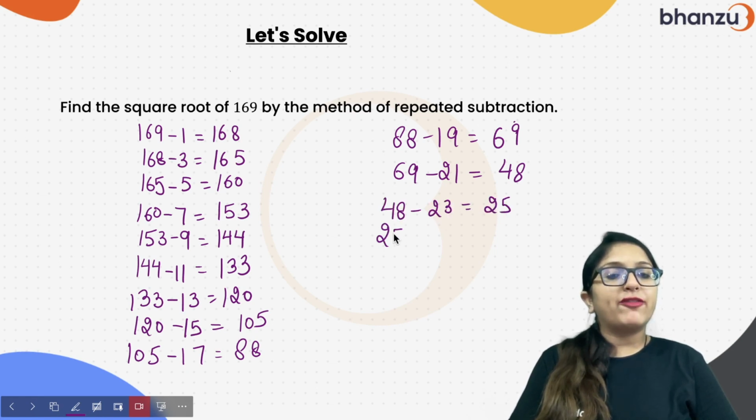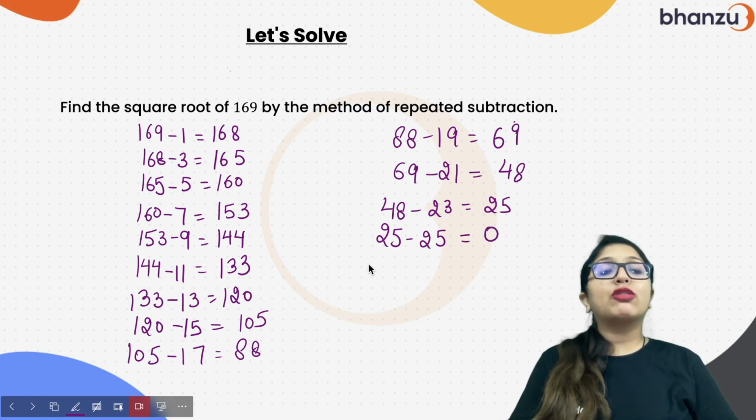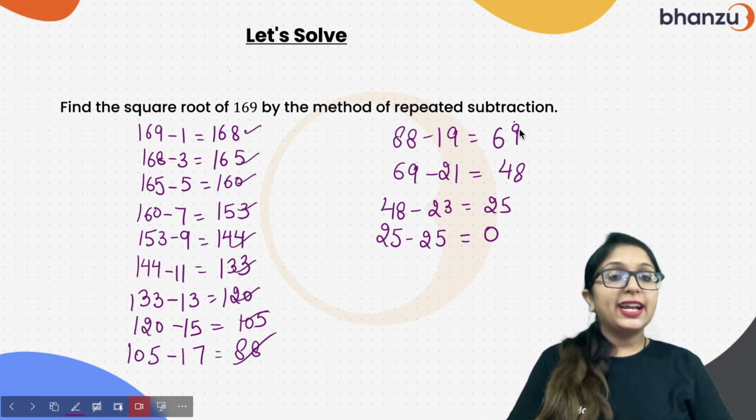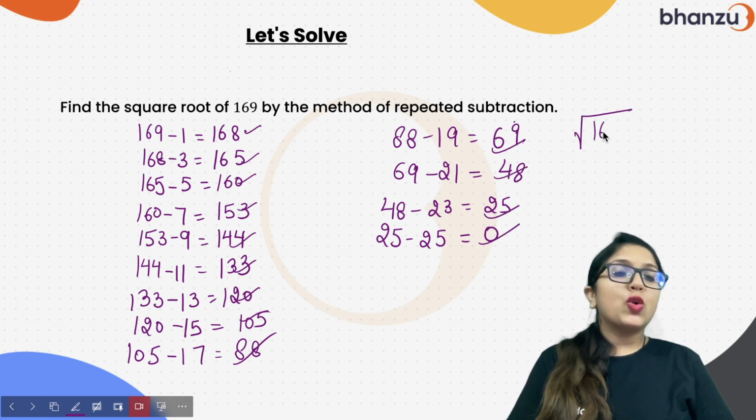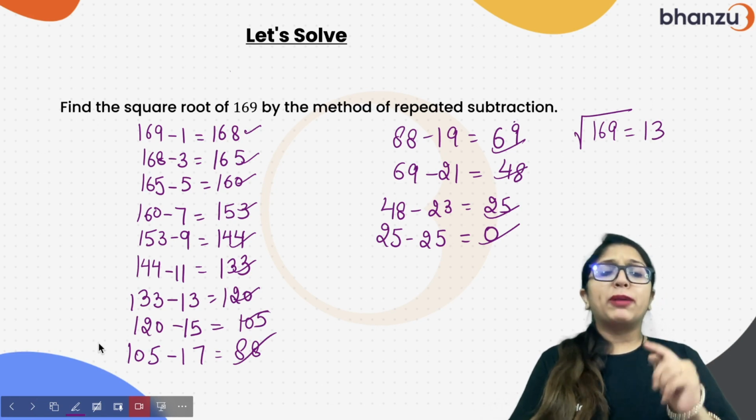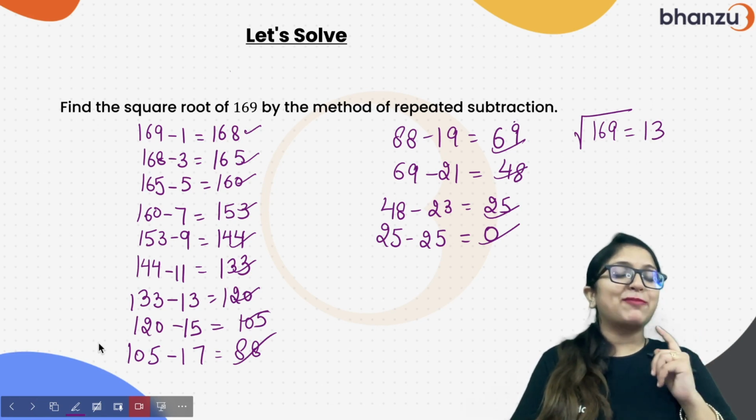And then 25 minus 25 is going to be 0. So we need to calculate how many steps there were. 1, 2, 3, 4, 5, 6, 7, 8, 9, 10, 11, 12, 13. That means the square root of 169 is 13. I hope you understood it, but you must have felt that yes, this is time consuming.